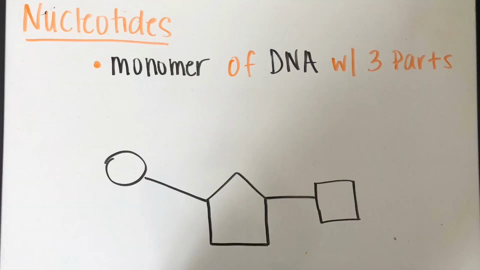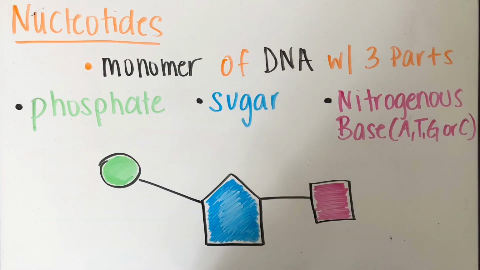Nucleotides are monomers of DNA. DNA is a polymer, meaning it's made up of many parts. Those many parts just so happen to be nucleotides. A nucleotide is made up of 3 parts: a phosphate, a sugar, and a nitrogenous base.